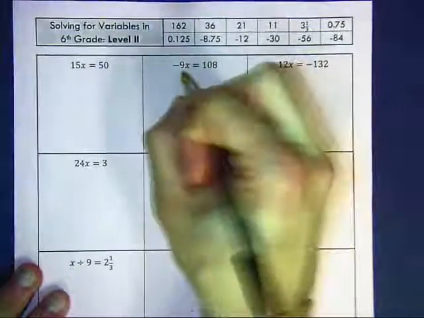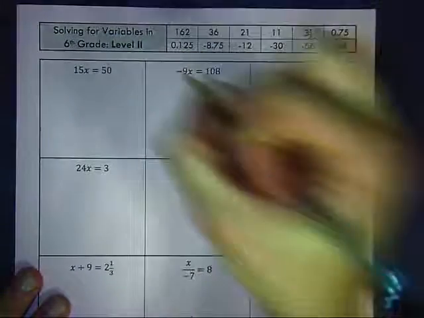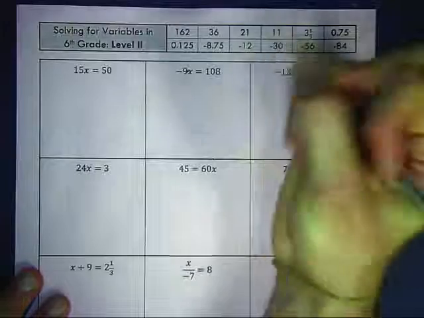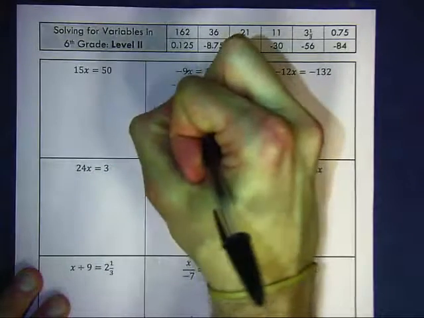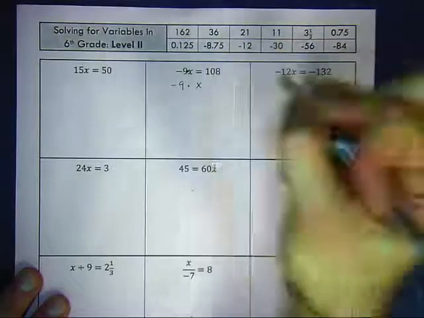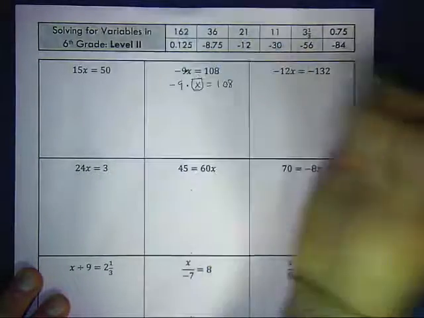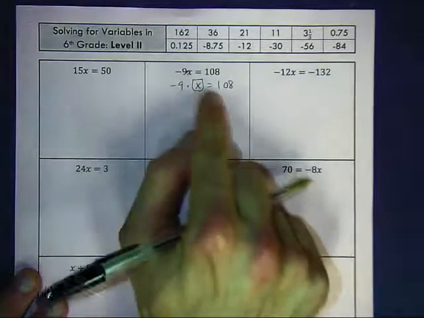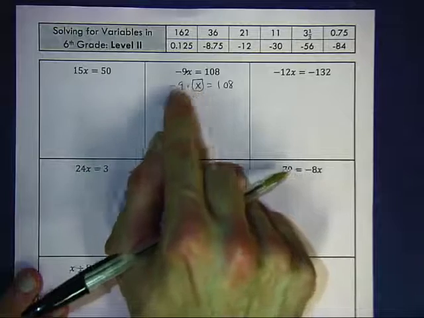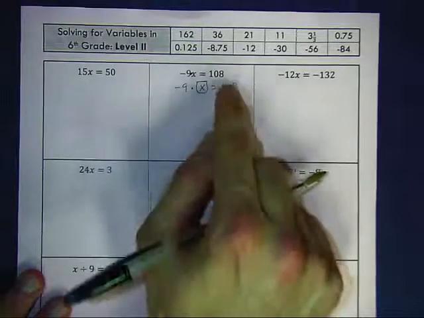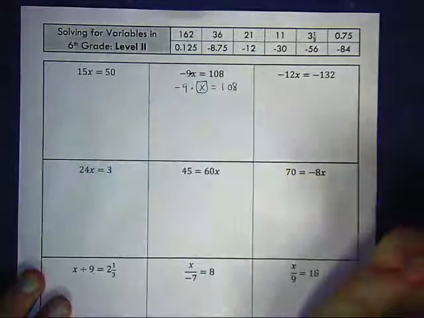So when you see negative 9x equals 108, I think it's really good right now to put in a dot between them to show the multiplication. So we can even spread it out. Negative 9 times a number makes 108, right? And some of you are thinking right now I could use my fact families to figure out what that number is. So I could work backwards. That would certainly work, right?